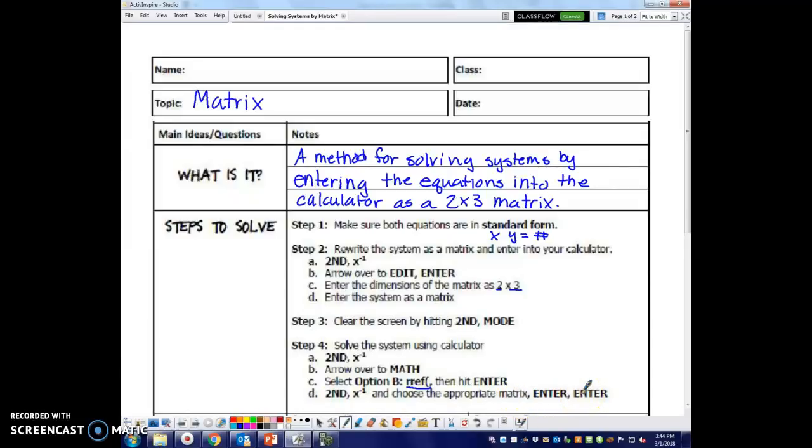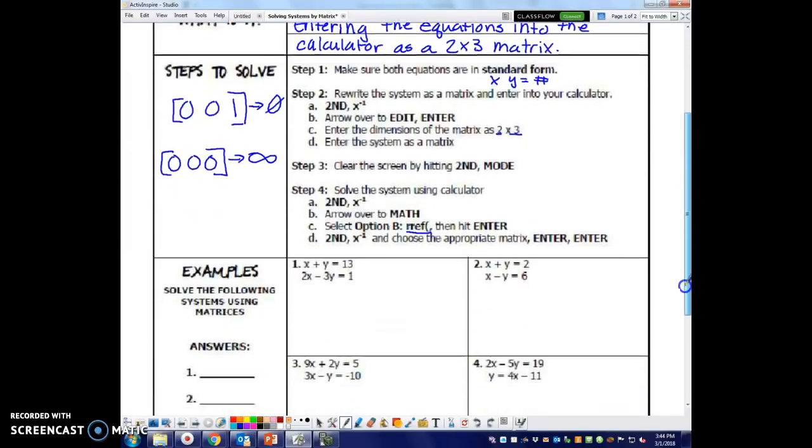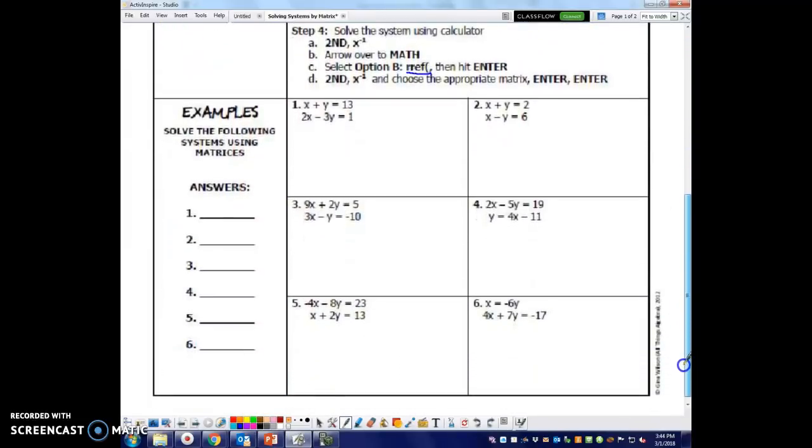Now, this will make sense in a second. If you end up with 0, 0, 1, that means no solution. If you end up with 0, 0, 0, that means infinite solutions. Okay? So, you ready? Again, this will be a lot of steps at first, so prepare yourself.